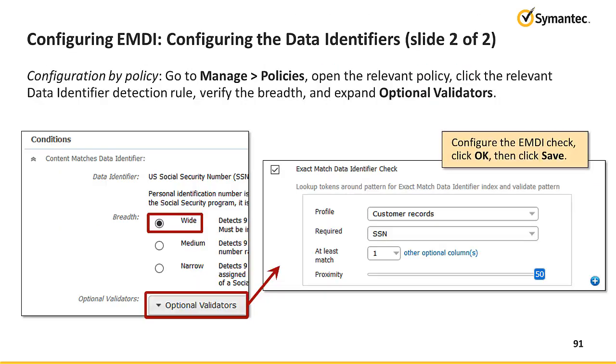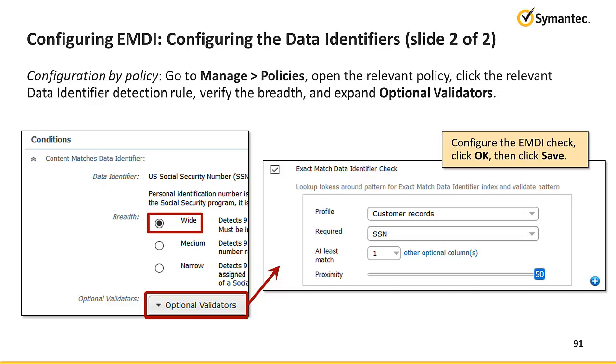To configure EMDI for only specific policies, in the Enforce Administration console, go to Manage, Policies, then open the relevant policy. Click the relevant data identifier detection rule, and select the same breadth value you specified in your EMDI profile. Expand the Optional Validators tab, and then select Exact Match Data Identifier check. Within the EMDI profile settings, from the Profile dropdown, select the relevant EMDI profile. From the Required dropdown, select the key required column you designated when creating the profile.